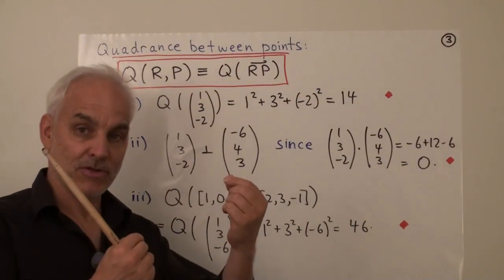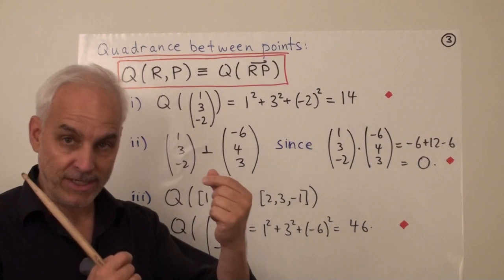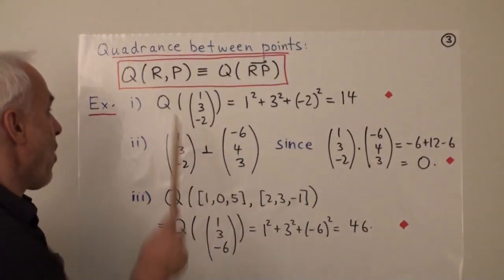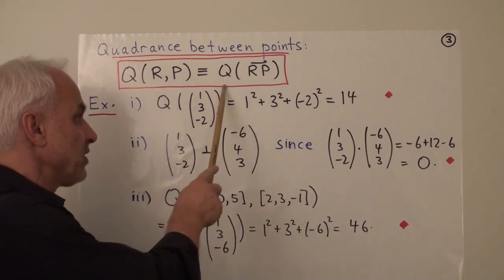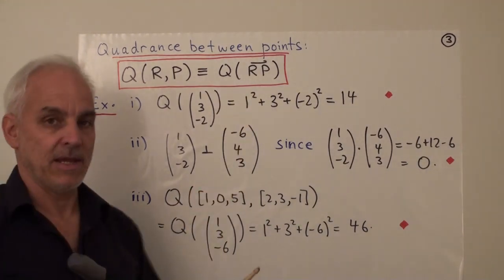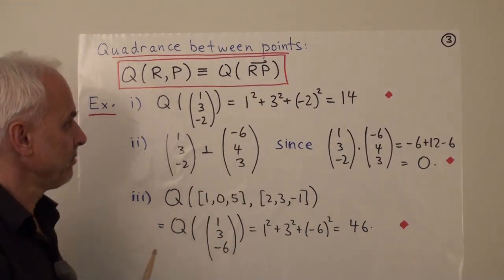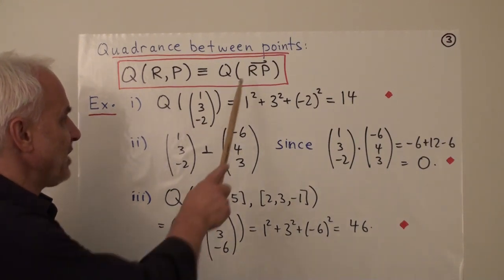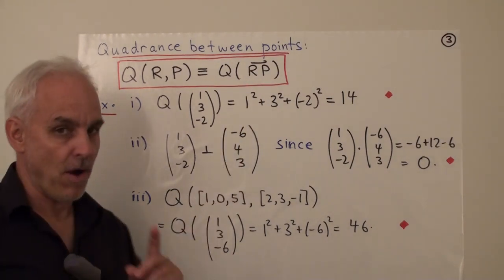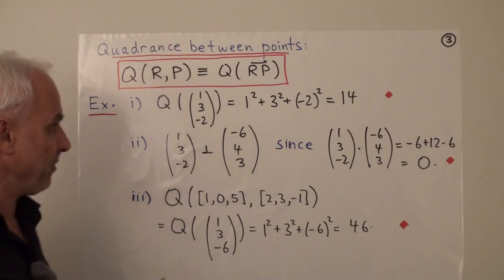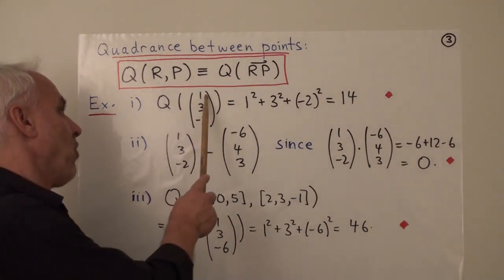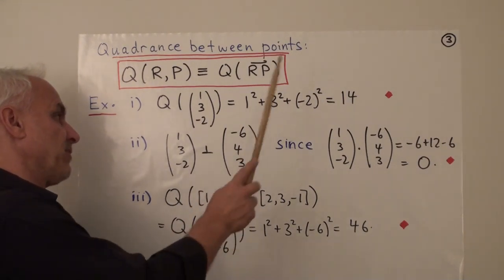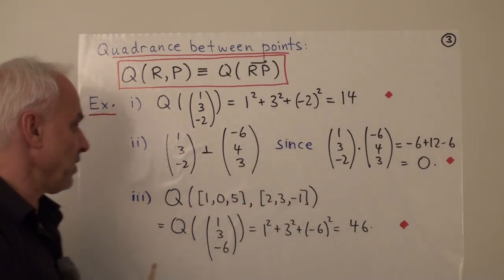Now sometimes we want to refer to the quadrants between points. So we define the quadrants between point R and the point P to be the quadrants of the vector RP that joins them. And it doesn't matter if you take RP or PR, the quadrants of both of them is the same. So for example, the quadrants of the vector 1, 3, minus 2 is 1 squared plus 3 squared plus minus 2 squared, which is 14.